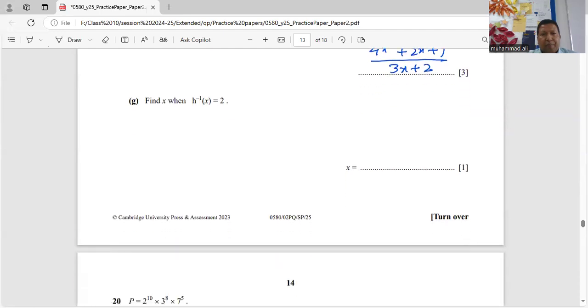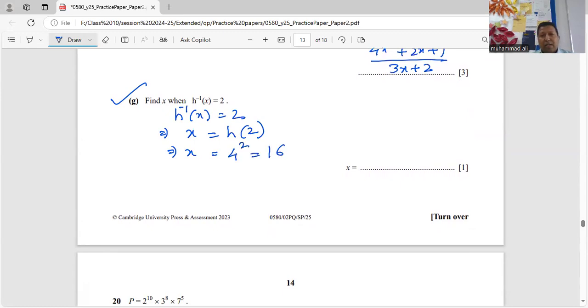Now part G, find x when h inverse of x equals 2. So h inverse of x equals 2. So x equals h(2). Now in the h function we have to put 2 instead of x. So the h function was 4 to the power x, it will be 4 squared, that means 16. Therefore x equals 16, we have to write here 16.